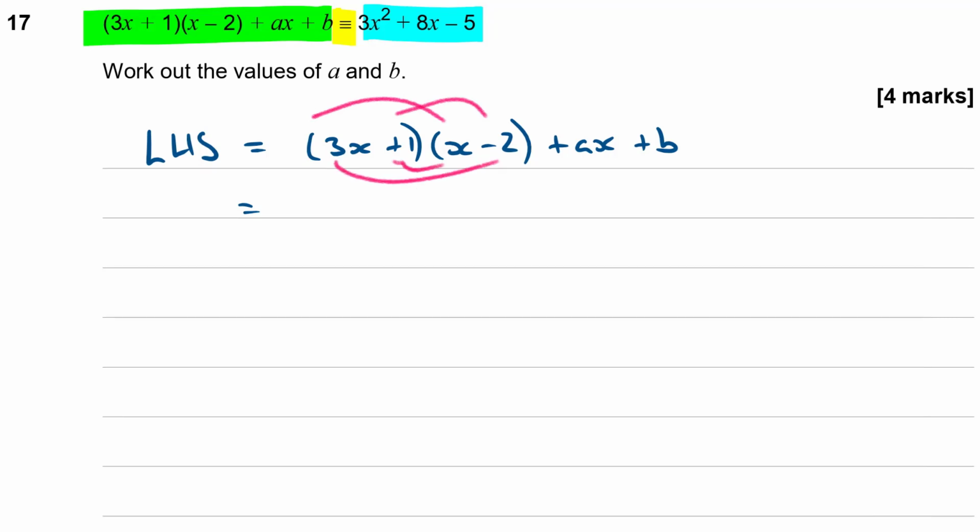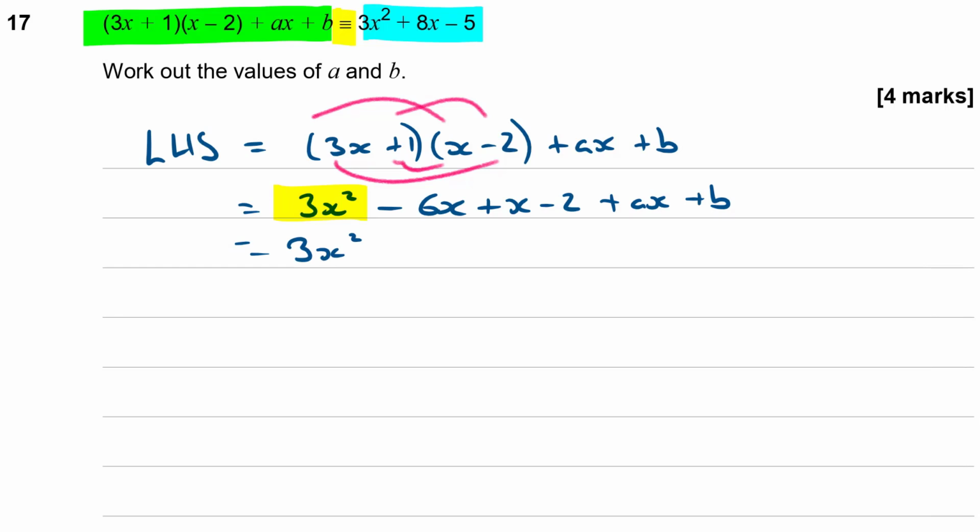So 3x times x is 3x squared. 3x times minus 2 is minus 6x. 1 times x is x, and 1 times minus 2 is minus 2. Don't forget my other two terms, ax and b on the end. Okay, now I can start collecting like terms together. I just have the one term in x squared, so I'm going to just leave that at the front.